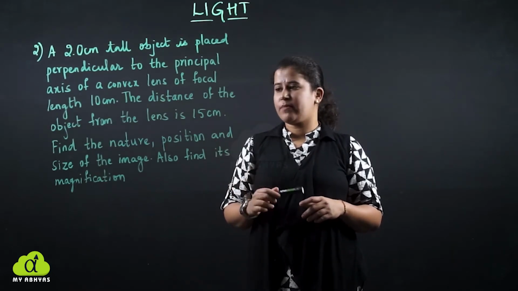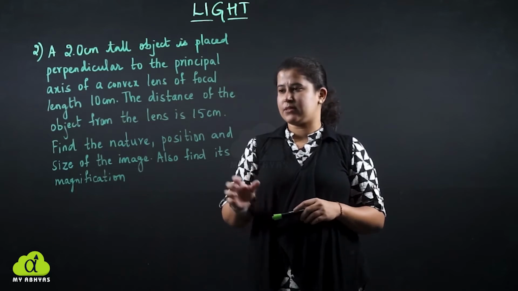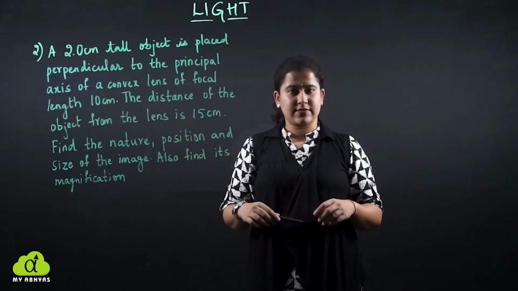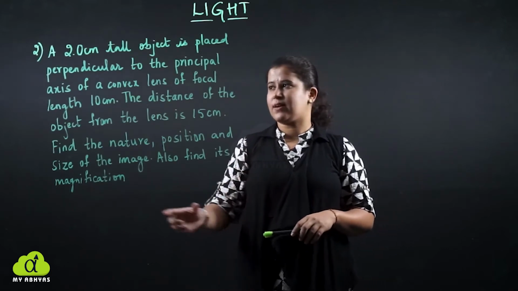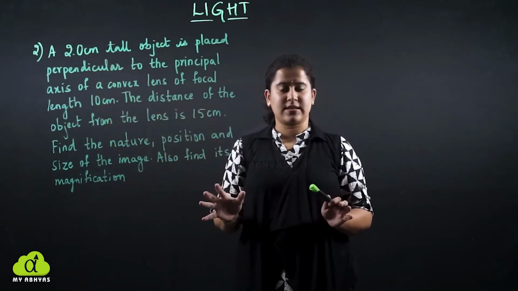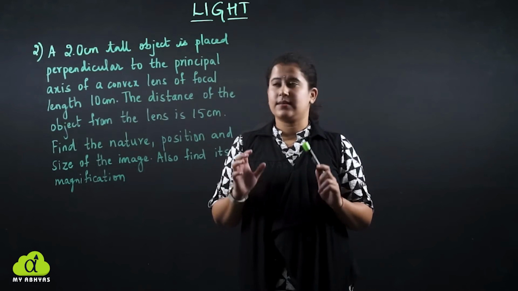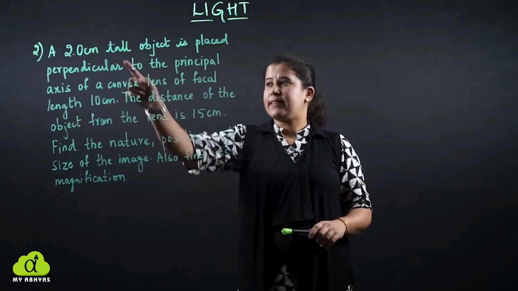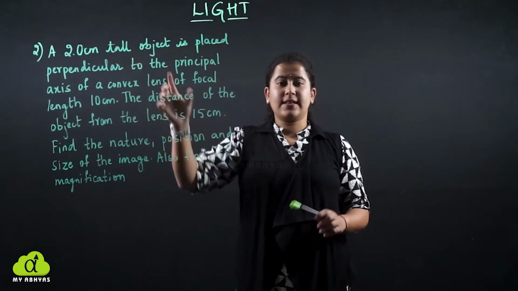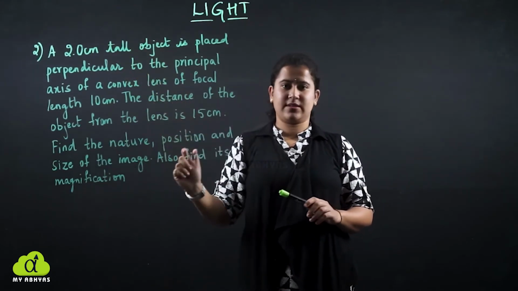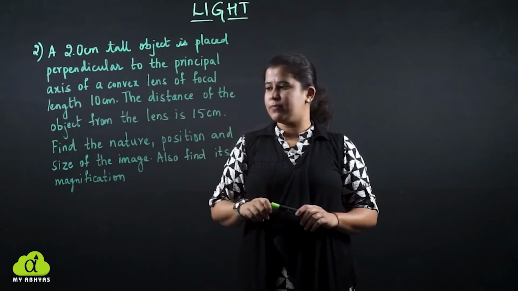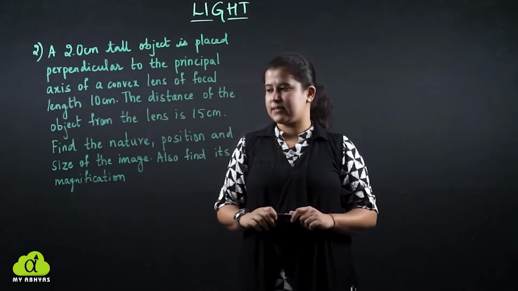The distance of the object from the lens is 15 centimeter. So it is the object distance which is given as 15 centimeter. You have to observe here, the question is so confusing that you can take 2 centimeter as the object distance, but you shouldn't be taking it because they have mentioned it as tall. Tall in the sense what? The height, right? So this will be the height of the object. Clear? So the distance of the object from the lens is 15 centimeters.